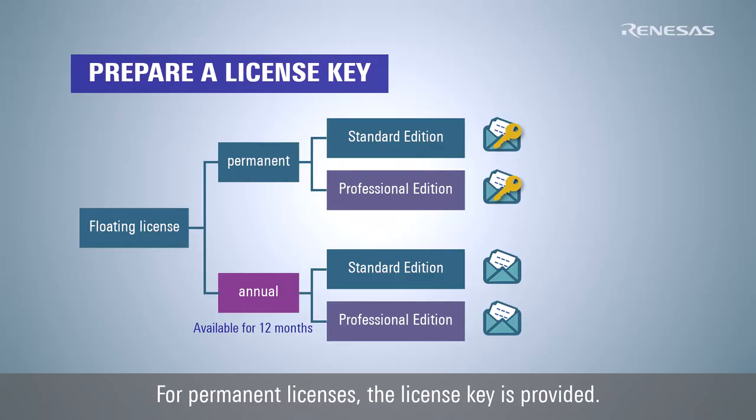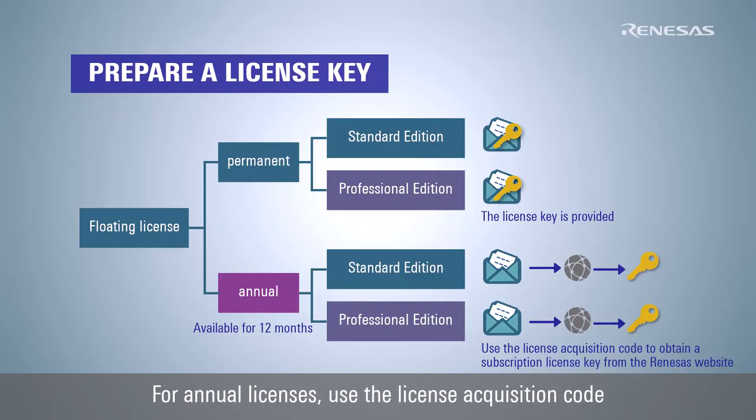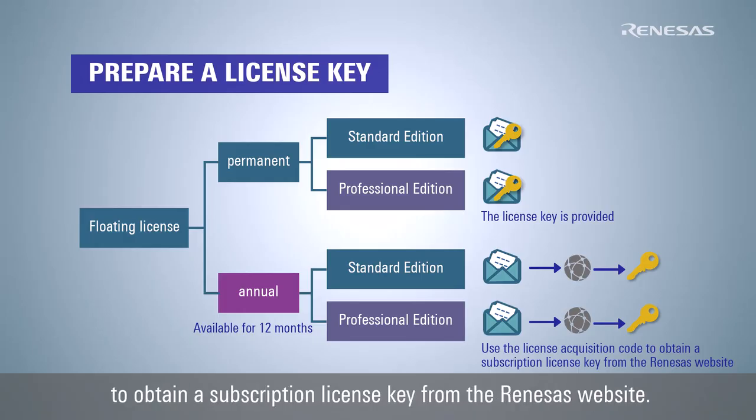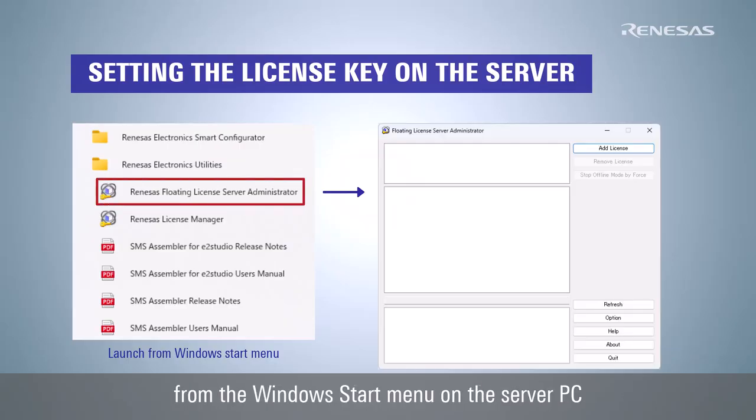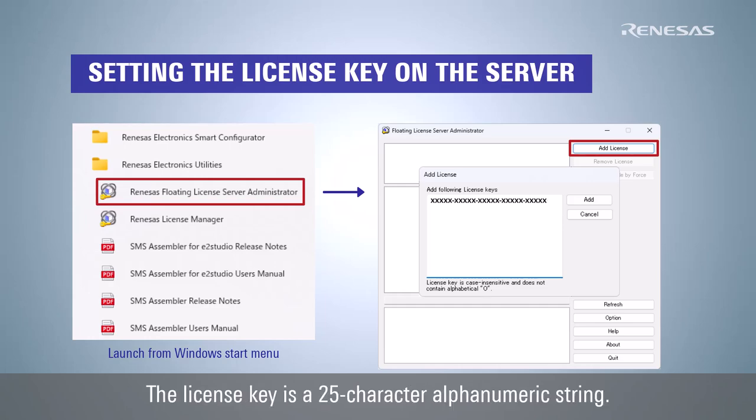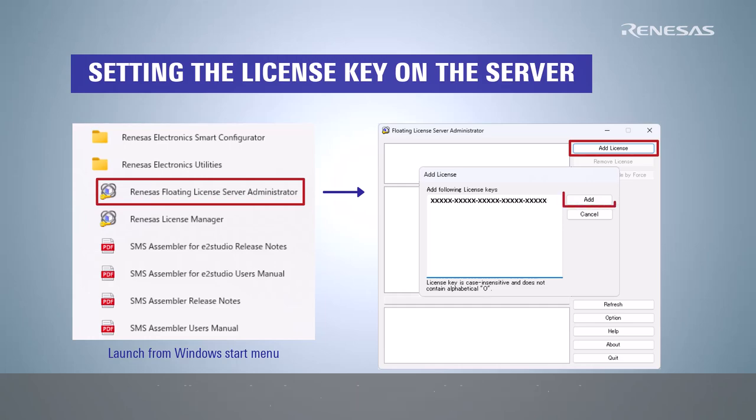For permanent licenses, the license key is provided. For annual licenses, use the license acquisition code to obtain a subscription license key from the Renesas website. Launch the floating license server administrator from the Windows Start menu on the server PC and enter the floating license key. The license key is a 25-character alphanumeric string.